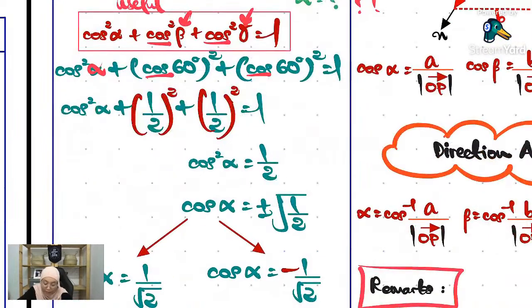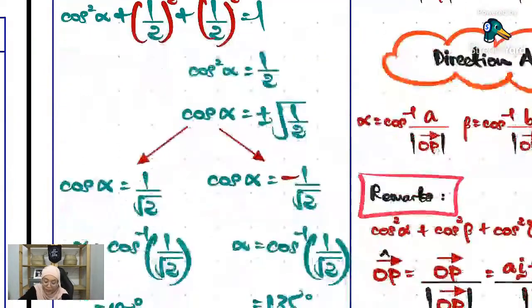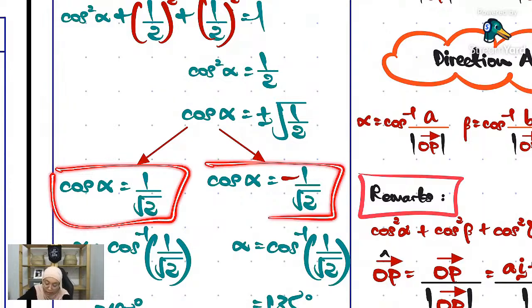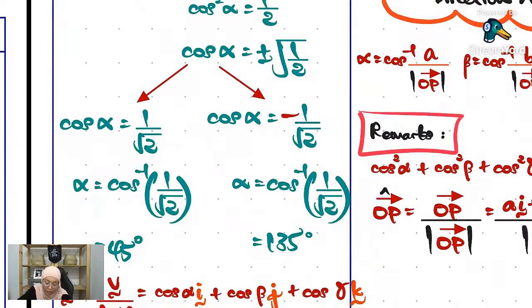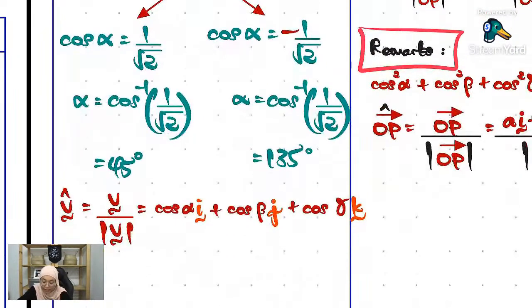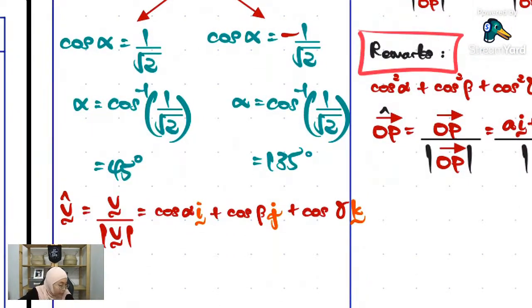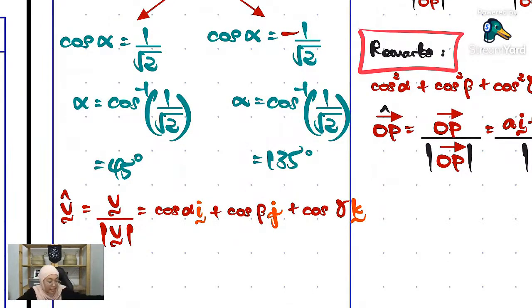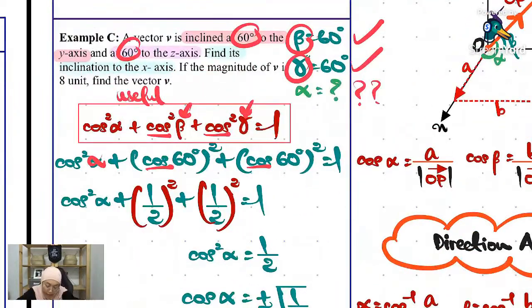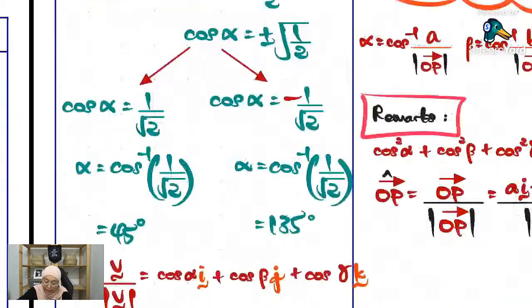And so when we solve it, we will get this. We get 2 types of answers, one positive and one negative. And so we get 2 values of alpha, one is 45 degrees and the other is 135 degrees. Basically, the question says find its inclination to the x-axis. So we have found it, and we're done there.